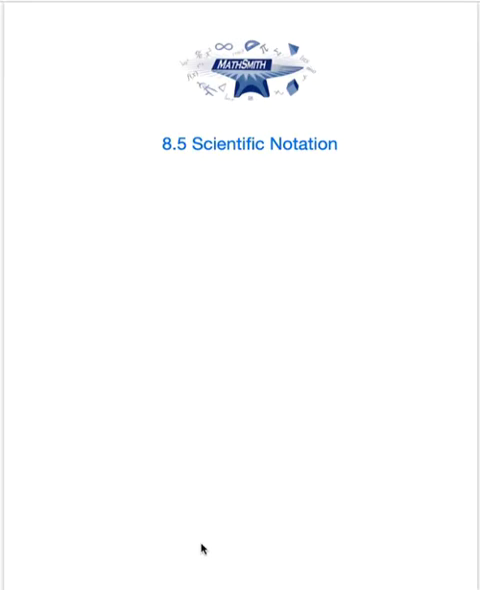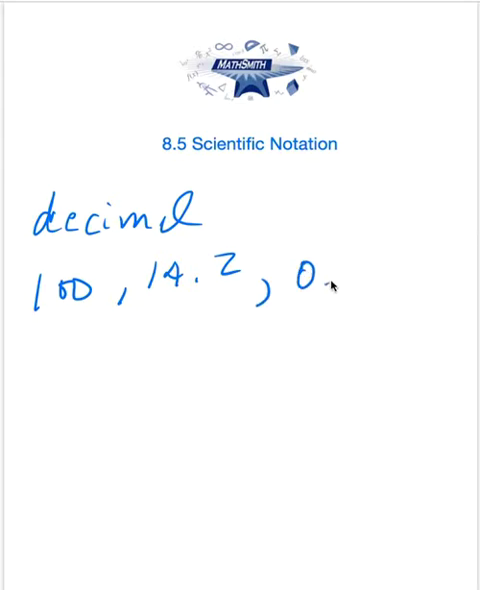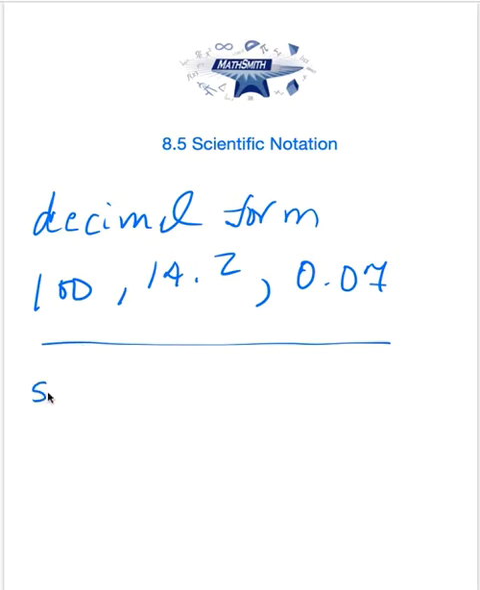So basically, up to this point, you've been dealing with numbers primarily, I guess you've also had numbers in fraction form, but specifically, you've had numbers that were in decimal form. Those are any kind of number like 100, I'm looking in the book here, 14.2, or 0.07. These are written in decimal form, okay? But any of these numbers, if we wanted to, we could write them in scientific notation.